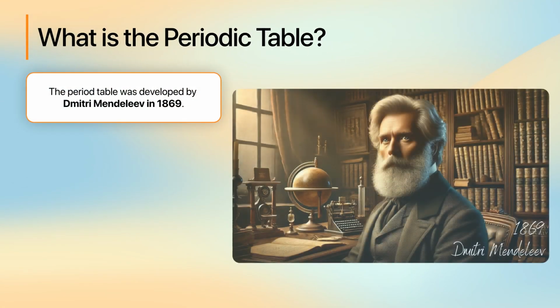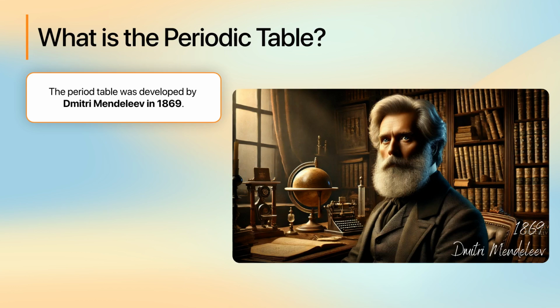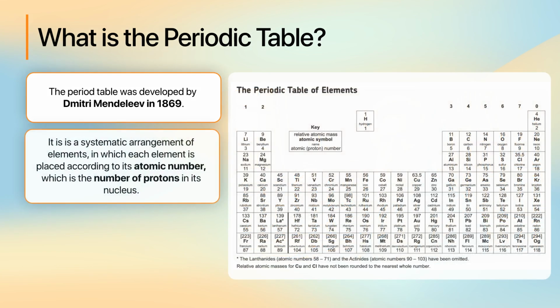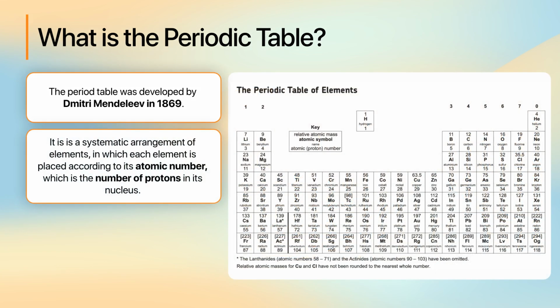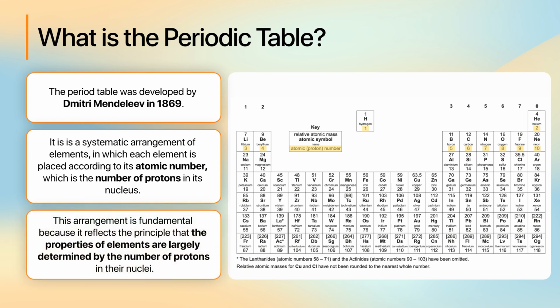Developed by Dmitry Mendeleev in 1869, the periodic table has been instrumental in advancing our understanding of chemical reactions and the nature of matter. First and foremost, the periodic table is a systematic arrangement of elements. Each element is placed according to its atomic number, which is the number of protons in its nucleus. This arrangement by atomic number is fundamental because it reflects the principle that the properties of elements are largely determined by the number of protons in their nuclei.